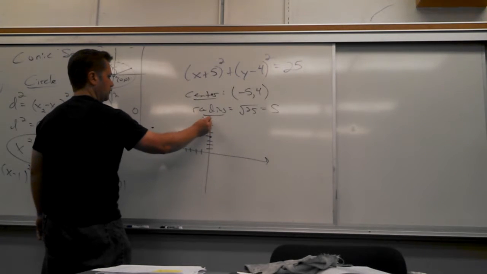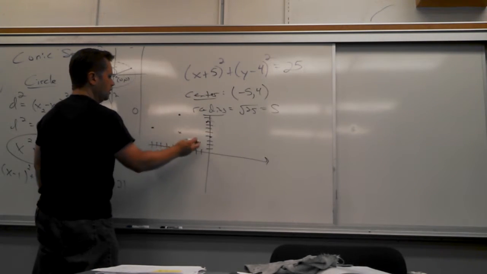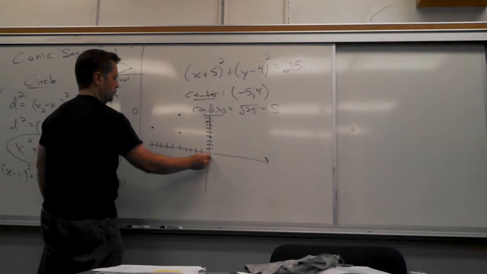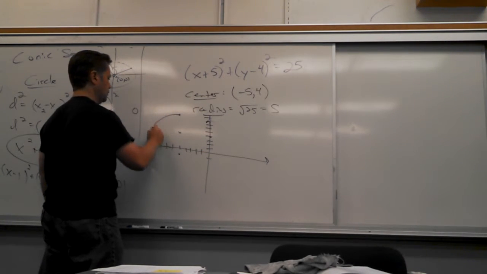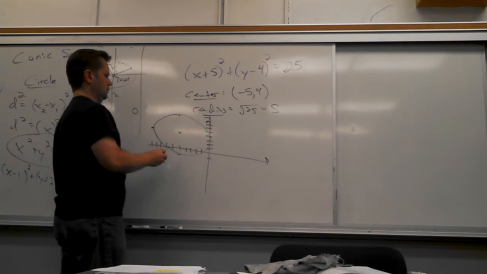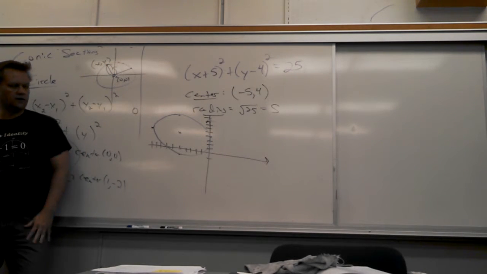So then 1, 2, 3, 4, 5. There's a point right there. 1, 2, 3, 4, 5. There's a point right there. And then, oh well, this is my circle.